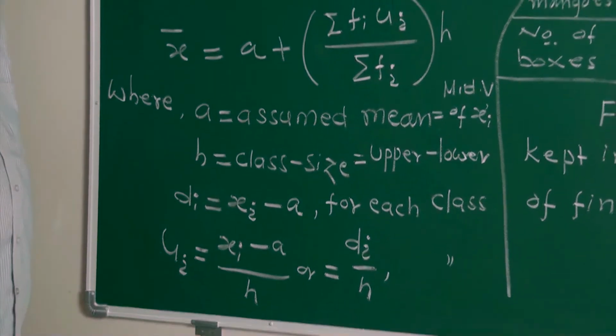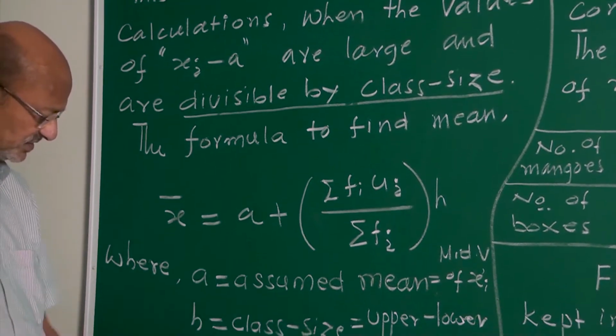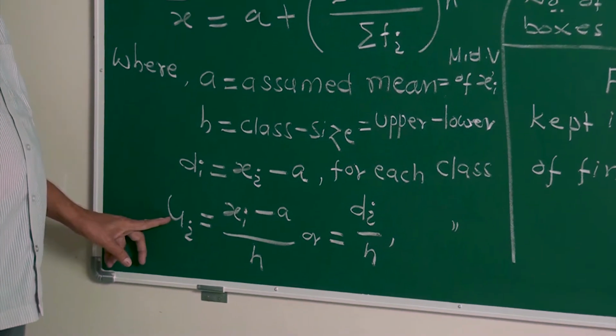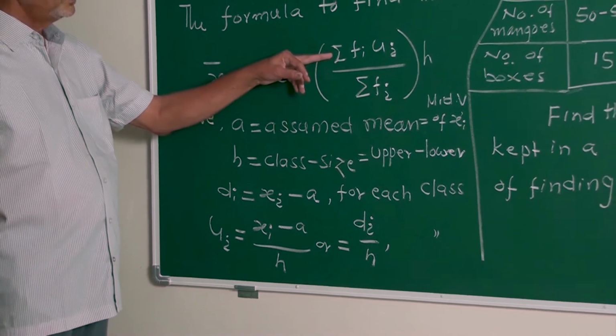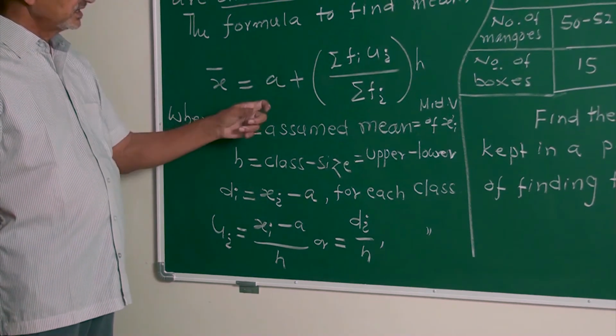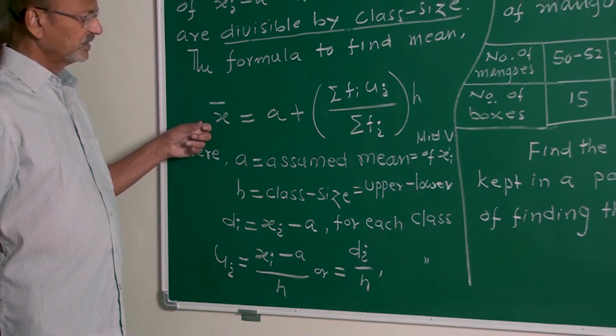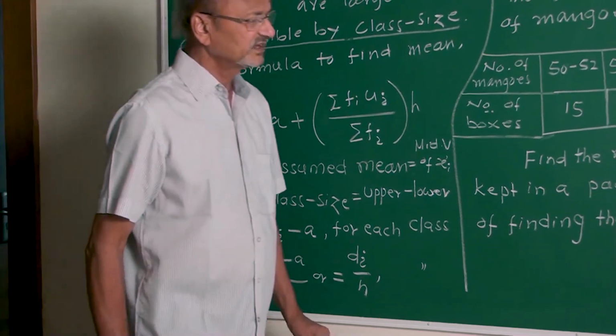Other two methods are available. This is denoted by ui. After finding this, my friends, find sigma fi, find sigma fi ui. Then use this formula to find x bar. Then I have written one example here.